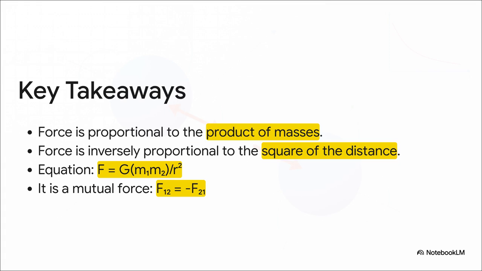So let's just quickly recap the absolute must-knows. The gravitational force gets stronger with more mass, and it gets much, much weaker with distance, specifically the square of the distance. We can wrap all of that up in the beautiful equation F equals G times m1 m2 over r squared. And always remember, this force is a mutual two-way street, a perfect action-reaction pair.